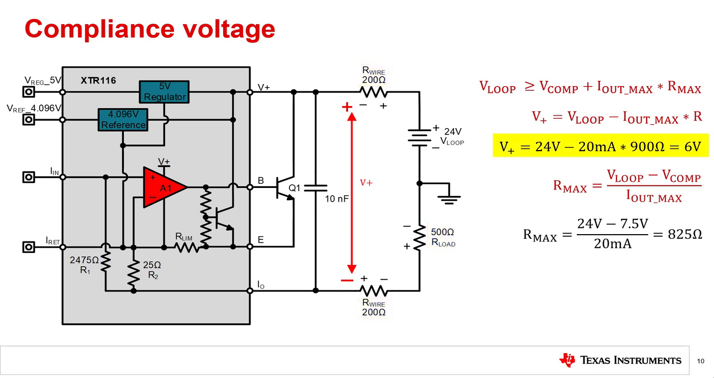Multiplying this by the 20 milliamp max output current and then subtracting from the loop supply voltage, only 6 volts is left across the transmitter, which is below the specified compliance voltage. To fix this, the supplies can be raised or the load and wiring resistance can be lowered. The equation can be arranged to solve for the max resistance allowed for a 24 volt supply, which results in a max resistance of 825 ohms.